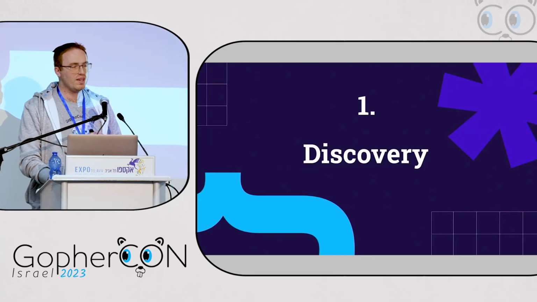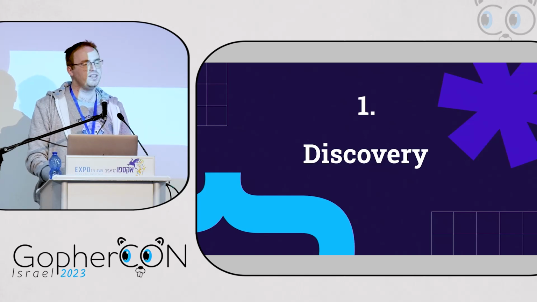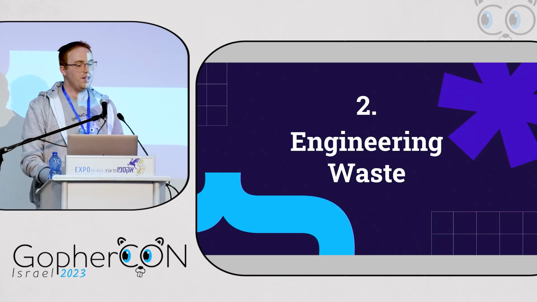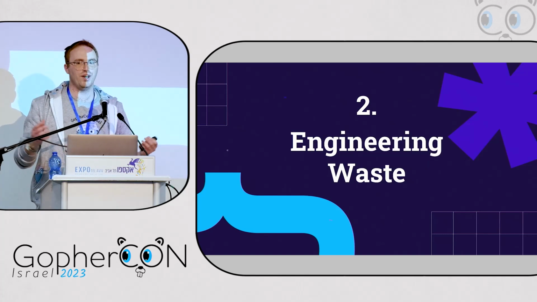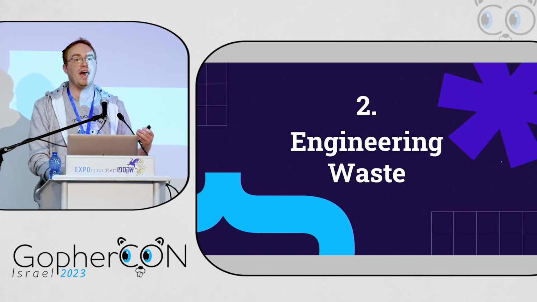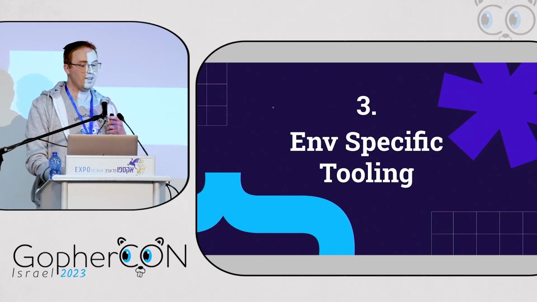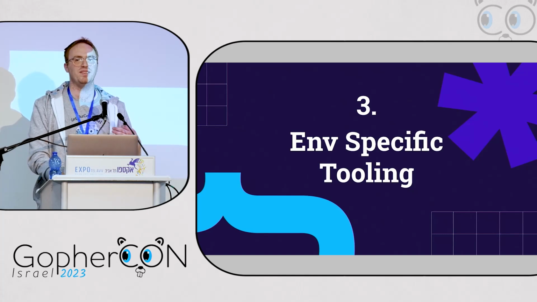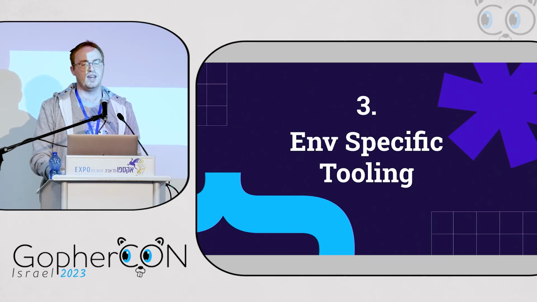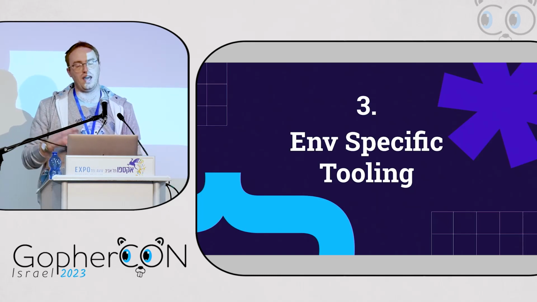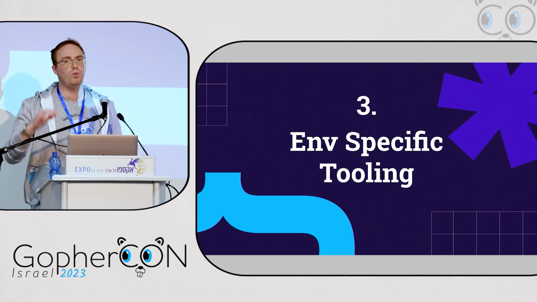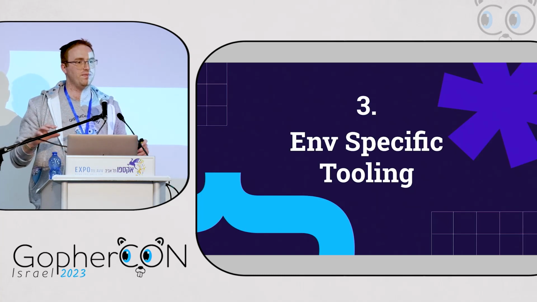Number 1, there clearly was a problem internally for discovering previously built tools. People just didn't know what was out there. Number 2, engineering waste. We all know engineers are expensive, so there's no need to waste their time creating new tooling if it adequately supports their needs. Number 3, there was environment-specific tooling. People needed to solve different problems when they were interacting with our tools, whether locally or in one of our CI environments, and that was a waste. Ideally, our engineers should only need to know one way of interacting with the tool, and that is it.